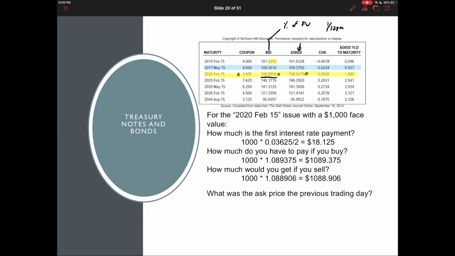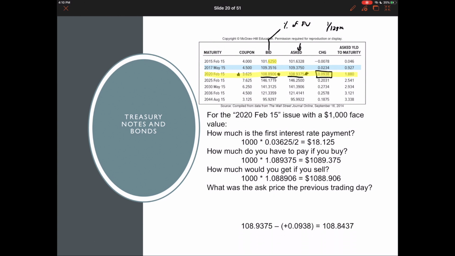And then to calculate what was the ask price the previous day, what we'll be doing is looking at what the ask price is now, and then what was its change. So it's actually gone up 0.0938% of face value. So we take our 108.9375 and subtract the increase of 0.0938, and so the previous ask price was 108.8437% of par value. We would take what it is currently and subtract the increase to see what it was the previous day.